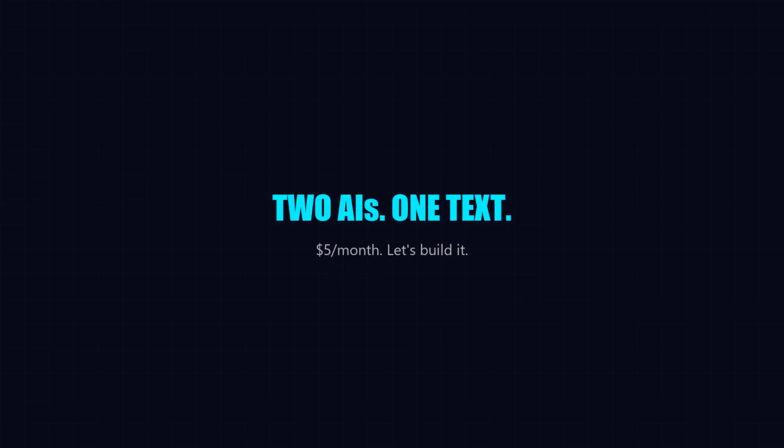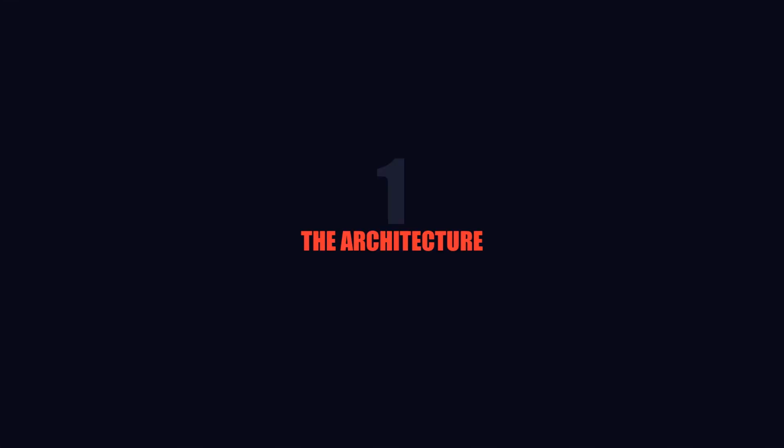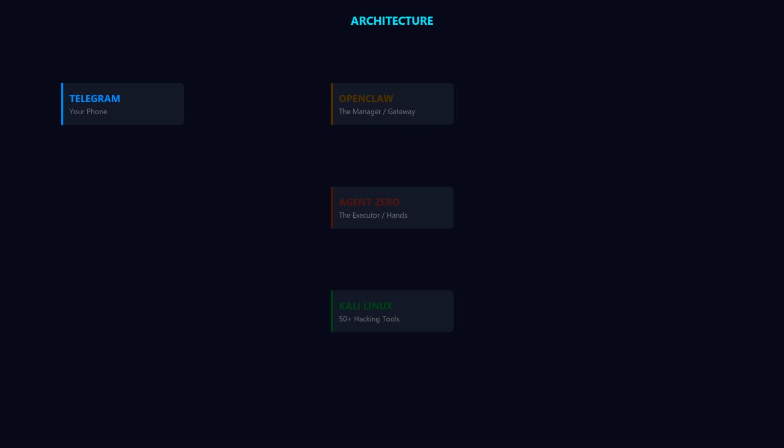Let me show you how to build this. Here's what we're building in plain English. Layer 1. Kali Linux. This is a hacking operating system with hundreds of tools pre-installed. nmap, sqlmap, hydra, nikto. All the weapons. We run it in a virtual machine so your real computer stays completely safe.